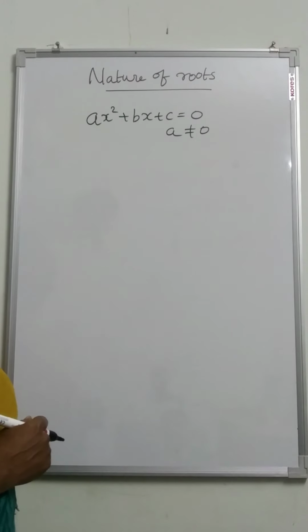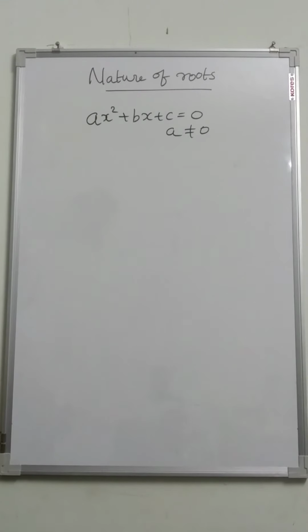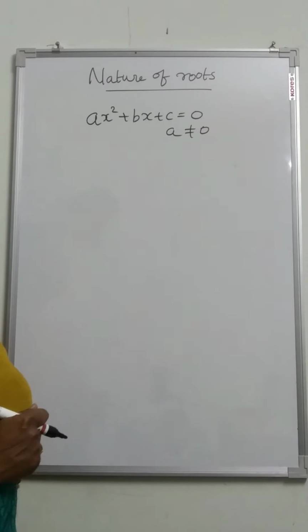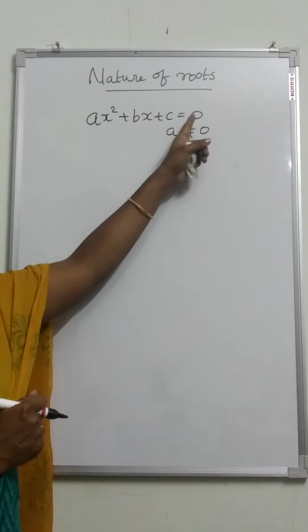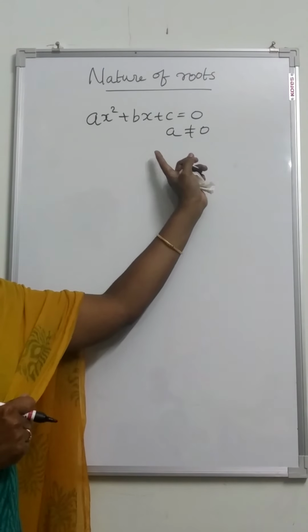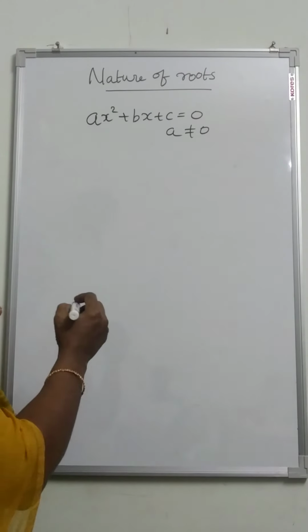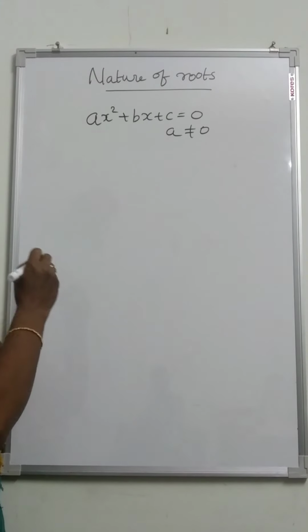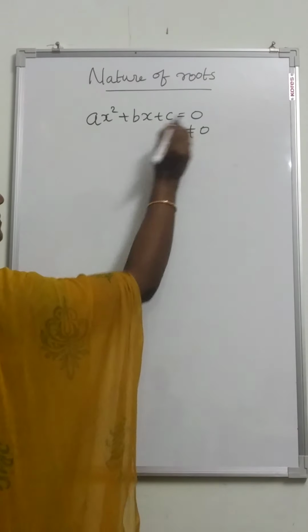In last class, we studied how to find the solution of a quadratic equation. Today we are going to discuss the nature of roots. The nature of roots means the nature of the value of x. First of all, the standard form of a quadratic equation is ax square plus bx plus c is equal to 0. The condition is a not equal to 0. The nature of the roots is when we find the value of x, the value of x has different properties.